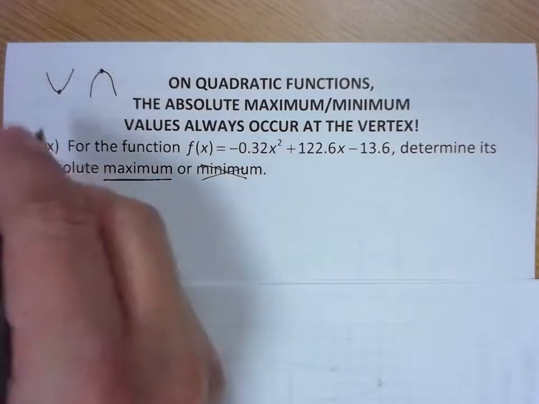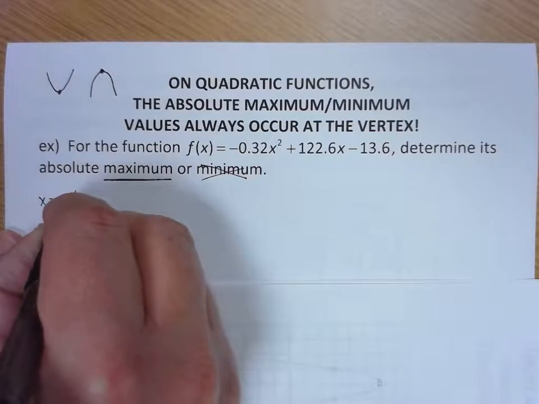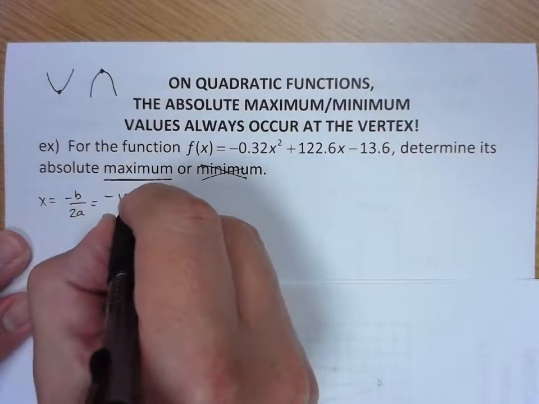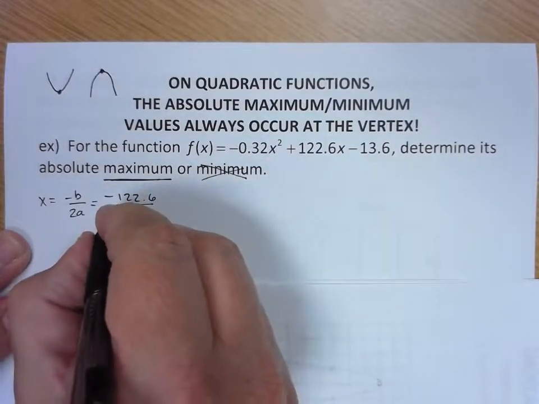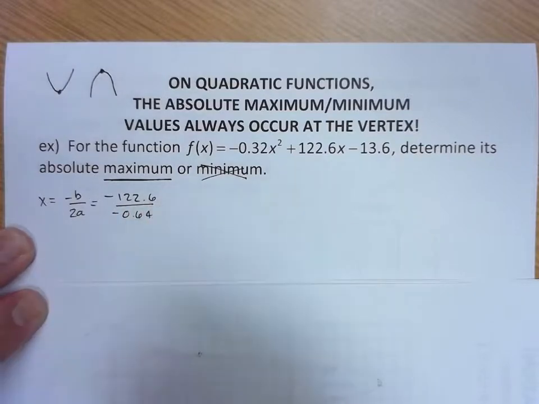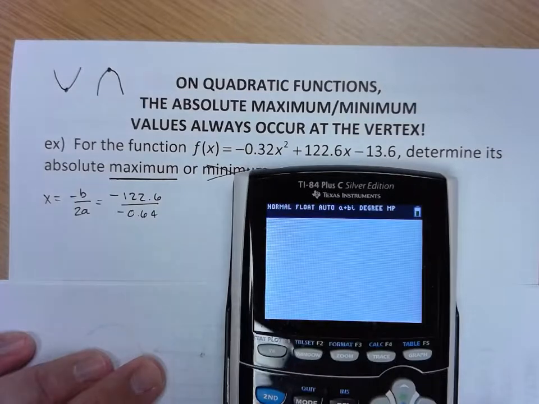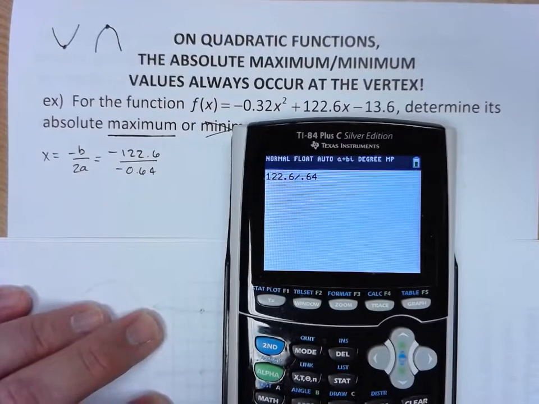So let's go through the two-part calculation for finding the vertex. X equals opposite b over 2 times a, which will be negative 122.6 over 2 times a, which is negative 0.64. And then if I crunch that out, that's going to be 122.6 over 0.64. The negatives cancel, so I just didn't type the negatives in. So that's going to give me an x coordinate of 191.5625.